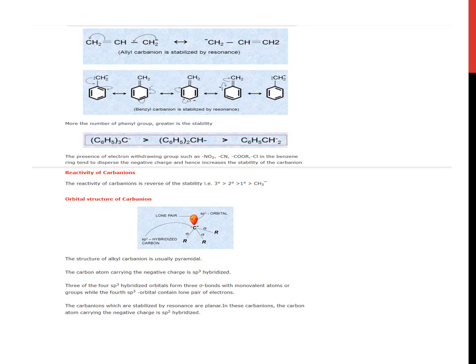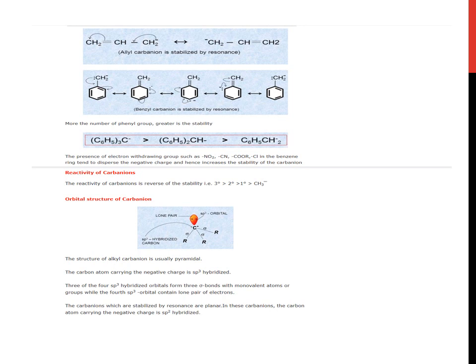Now, more examples. The allyl carbanion is stabilized by resonance. This is the case of the allyl carbanion. There is one double bond, which means it is allyl: CH2 double bond CH, single bond CH2 negative. Now, first of all, the pi bond will move to the adjacent carbon, that is on the left hand side. Similarly, the negative charge will move to the single bond. It means there will be shifting of single and double bond and shifting of negative charge.